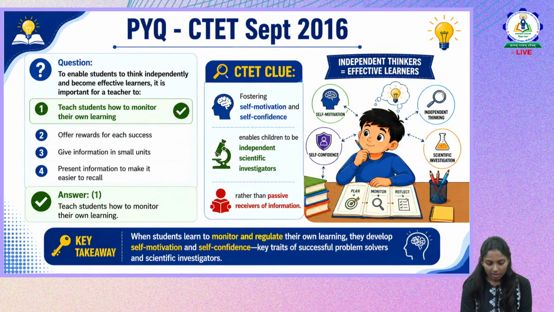So the question here is: to enable students to think independently and become effective learners, it's important for a teacher to. So the question asked was: how can we enable students to think independently and become effective learners? So what is the teacher's role in this? How can a teacher make sure that students can become independent thinkers and effective learners? So what role does the teacher have? Again we have a teacher kind of question here. So for us to understand that, we have to know how independent thinking happens.